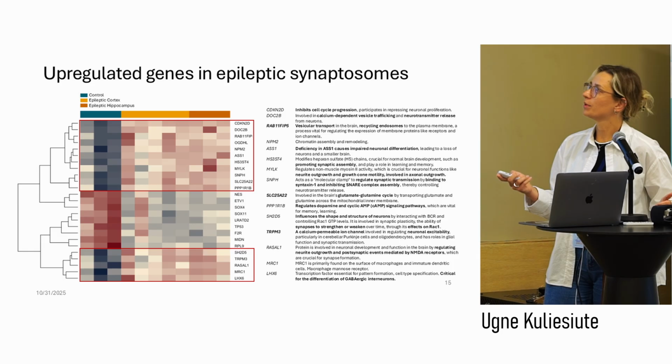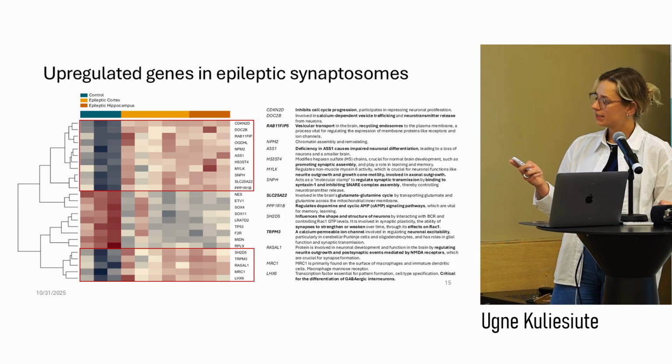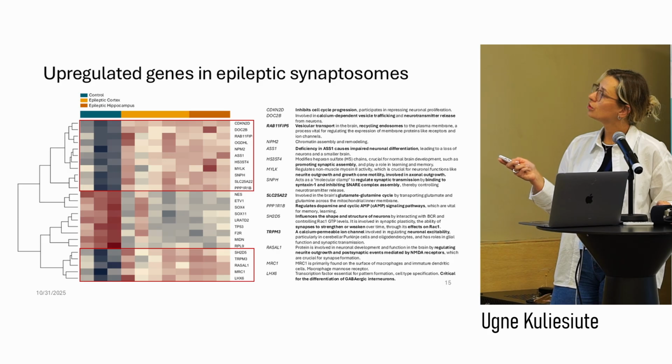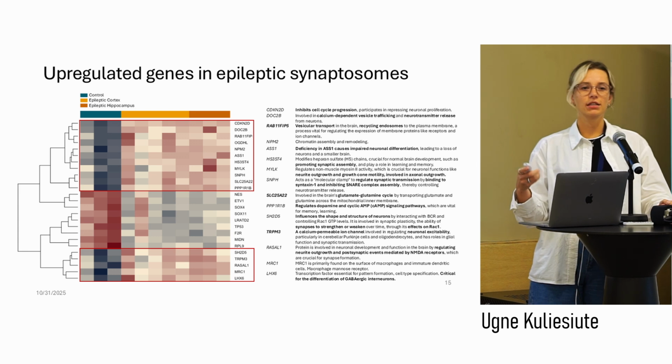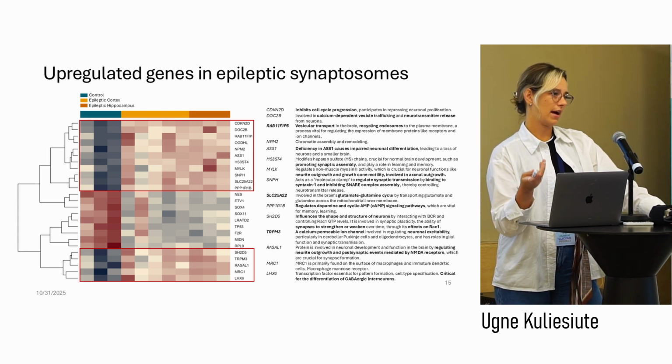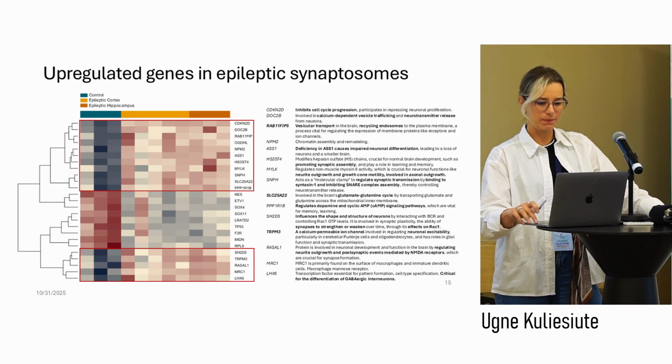Among the upregulated ones, of course, we found the ones that are related to vesicle transport, to recycling, to promoting synaptic assembly, neuronal growth. So does the glutamine cycle transporter, calcium permeable ion channel. So basically all the genes that are very actively involved in the activity of the synapse.